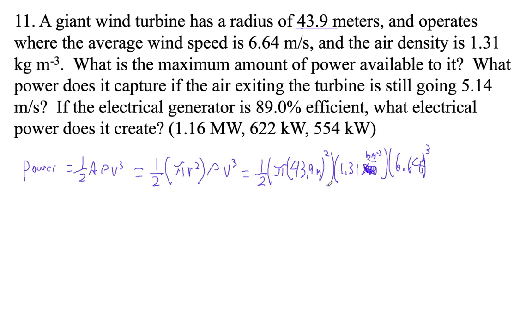So 0.5 times pi times 43.9 squared times 1.31 times 6.64 raised to the third. And that's 1.16 times 10 to the 6th, and that is watts.